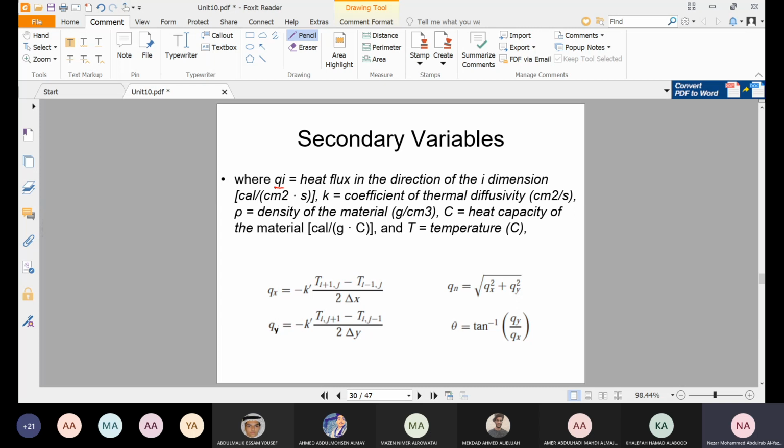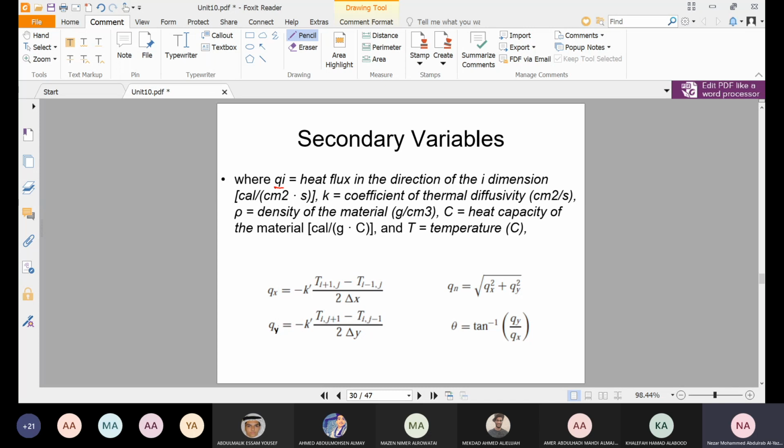And here we use a centered divided difference, you can see, to represent this one. K bar is the coefficient of thermal conductivity, rho is the density, C is the heat capacity of the metal, T is the temperature. So what we want to know is the value of Qx, and after that the value of Qy, to determine the value of the flux. And then we need also to know the direction of this flux. Otherwise, the heat will transfer above or below. What will be the direction or the angle of transfer of this flux?